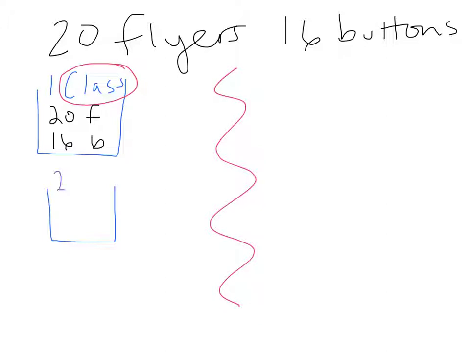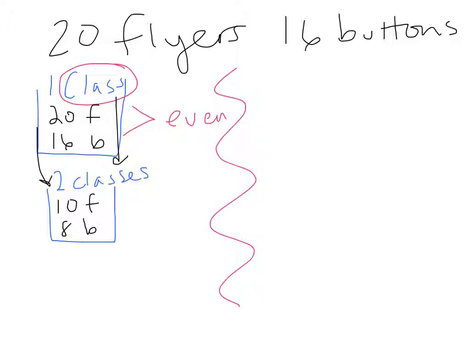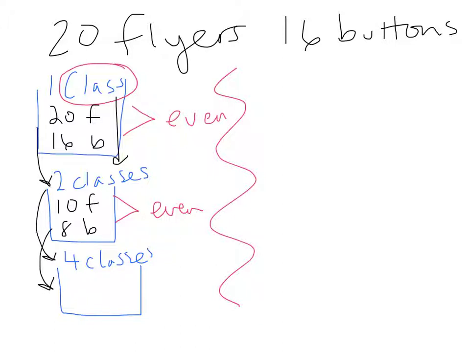So instead now I could go to 2 classes, and we talk about what allows us to do that. Because both of these numbers are even, I know I could get another group of 2 out of them. So now I double my classes, so I find half the number of stuff: 10 flyers and 8 buttons. Again, these are even, so I know that I could actually go to 4 classes. Again, I'm doubling the classes, so I'm finding half of the stuff. So now I'm going to have 5 flyers and 4 buttons.